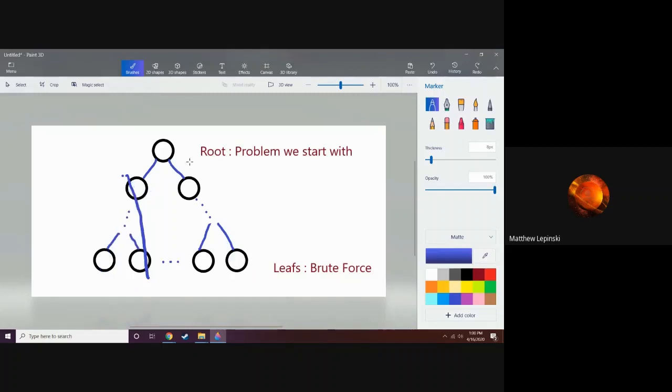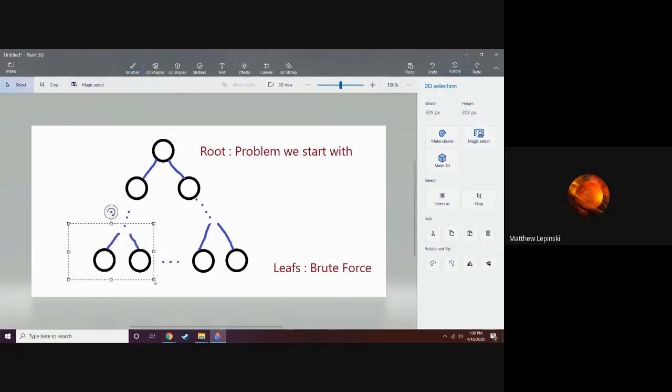And then the final case is like the... which I don't have enough circles for. Maybe I can go and get myself extra circles. Select this.